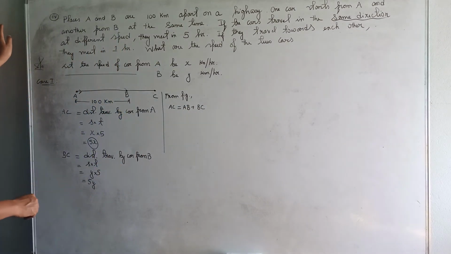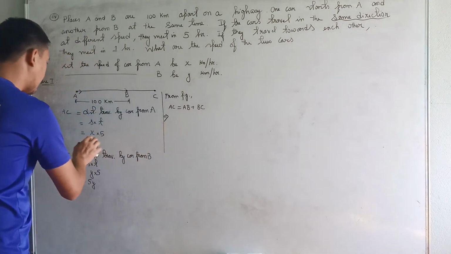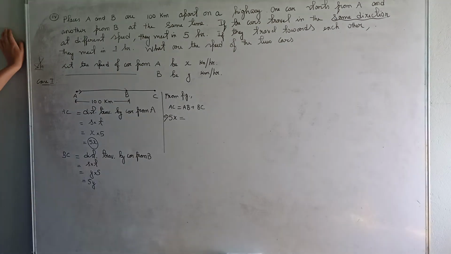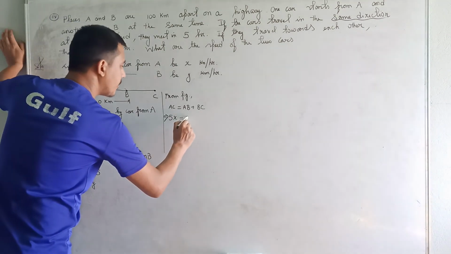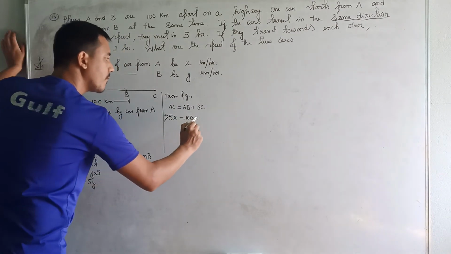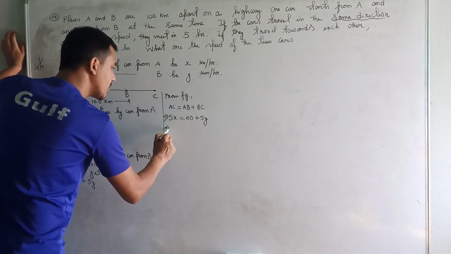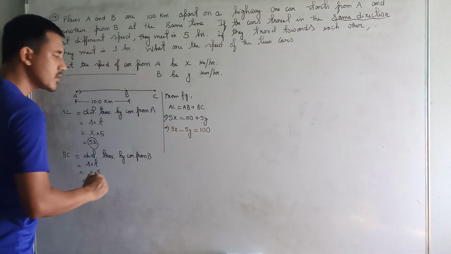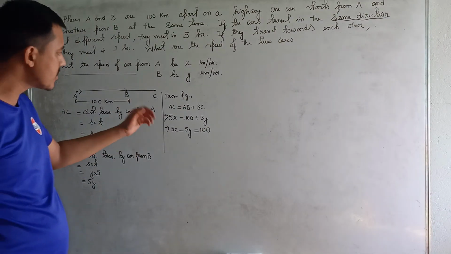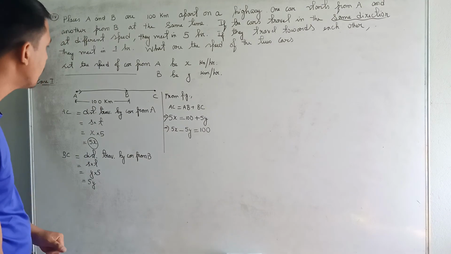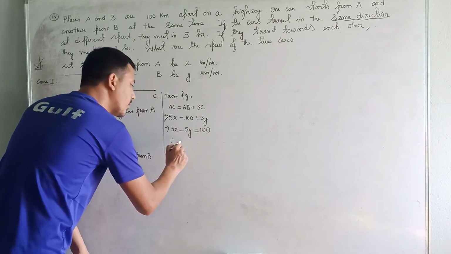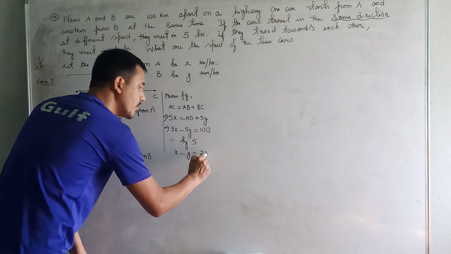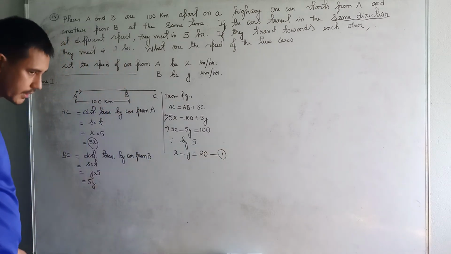Since I know all the values, I will substitute. What is your AC? 5X equals, what is your AB? Look at the figure. 100, plus, what is your BC? 5Y. So we can rearrange: 5X minus 5Y is 100, right? Can we reduce this equation, make it simpler? Yes, dividing both sides by 5, this becomes X minus Y is equal to 20. Your equation number 1.